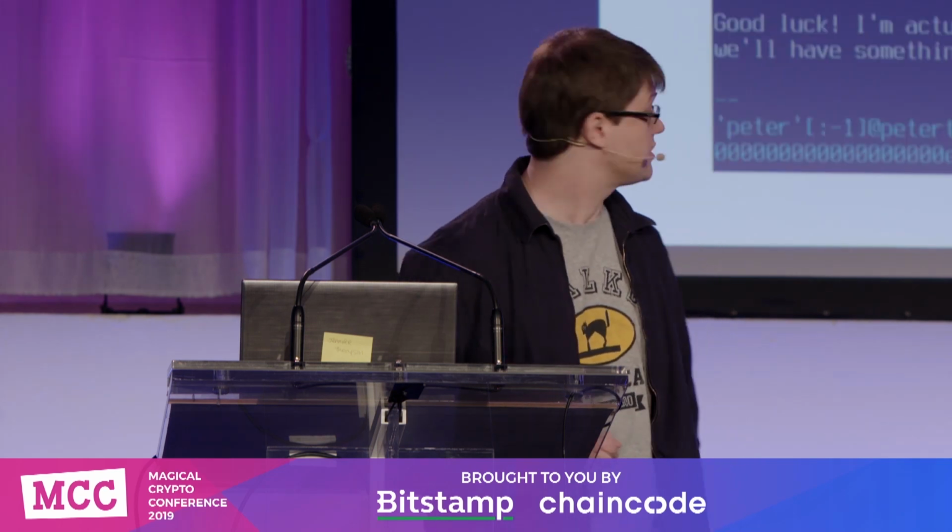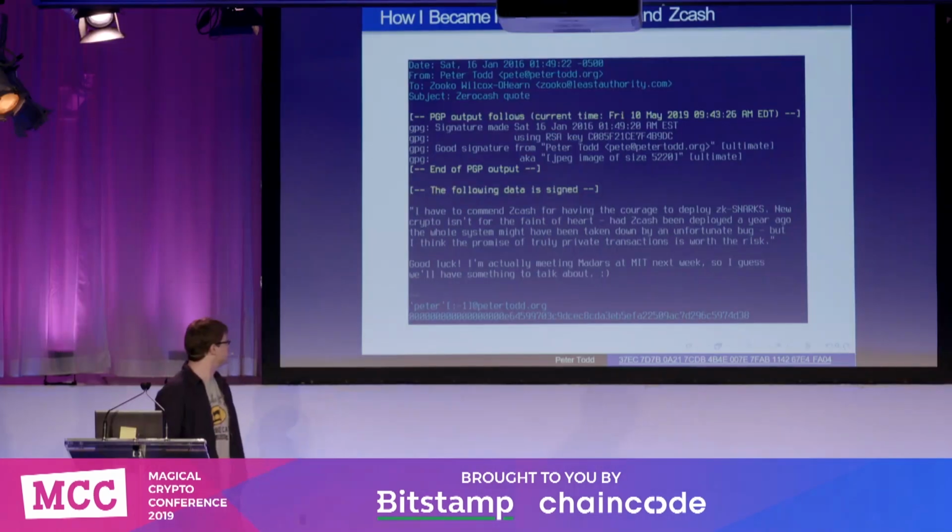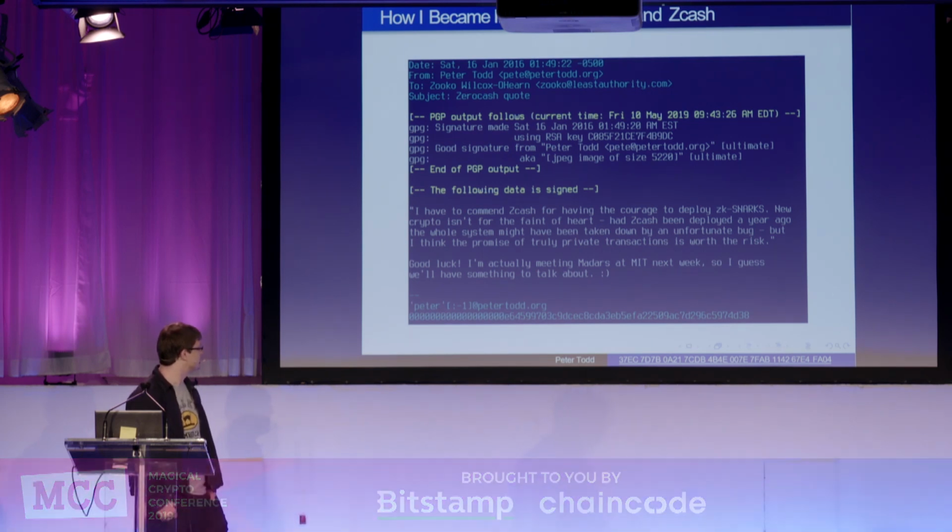Still, we kept on chatting, and when they did finally get a product out and get ready to launch, they actually asked me to give a quote about what I thought of Zcash, and all seemed reasonable enough, and that's actually what I gave. I have to commend Zcash for having the courage to deploy ZK-SNARKs. New crypto isn't for the faint of heart.